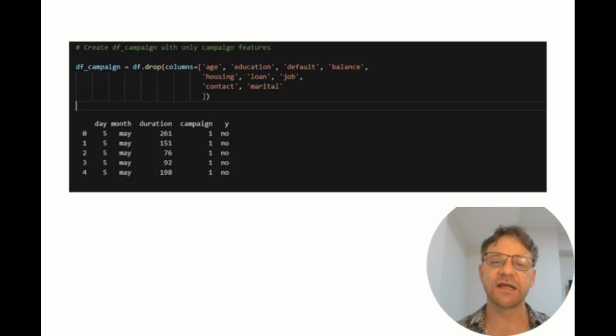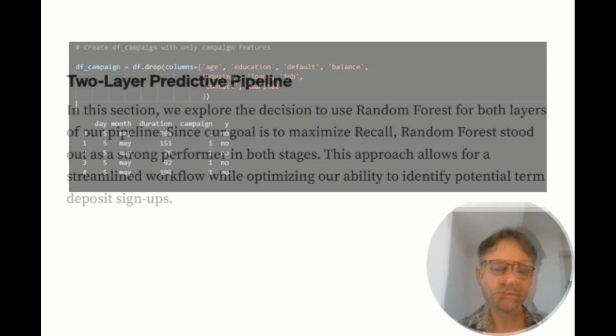Then I also created a different data set called the DF campaign data set. The model that we will train on the DF campaign data set will be a model based only on campaign features that the call center has already collected data on. The purpose of this model is to create a model that can predict who are the best people to call from the data set, based on the past interactions of the call center campaign.